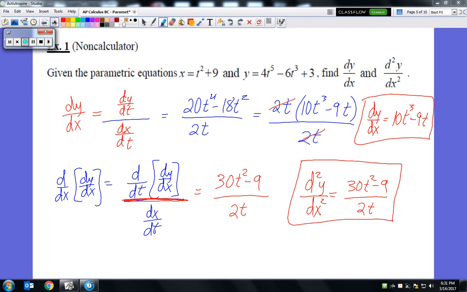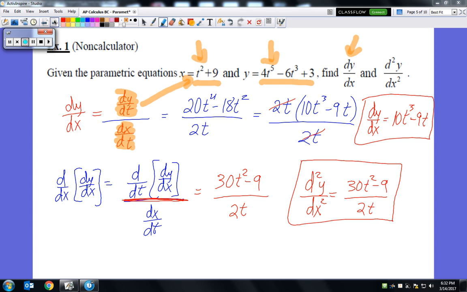Alright, with no calculator, given the parametric equations, x is equal to that, y is equal to this, find the first and second derivative. By the equation, dy/dx is equal to the derivative of y with respect to time over the derivative of x with respect to time. They've already given these as functions, x written in terms of t and y written in terms of t. So all we have to do, because it's written in terms of t, is differentiate in terms of t.